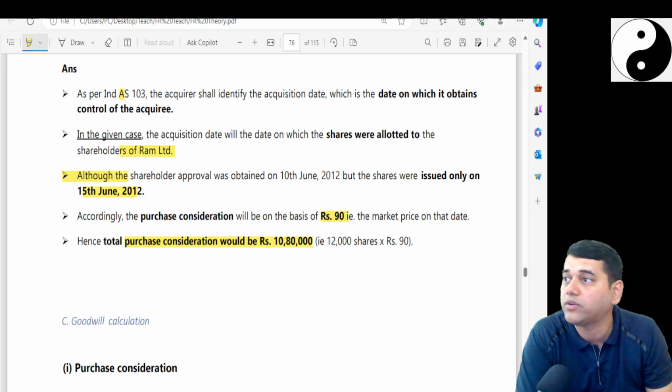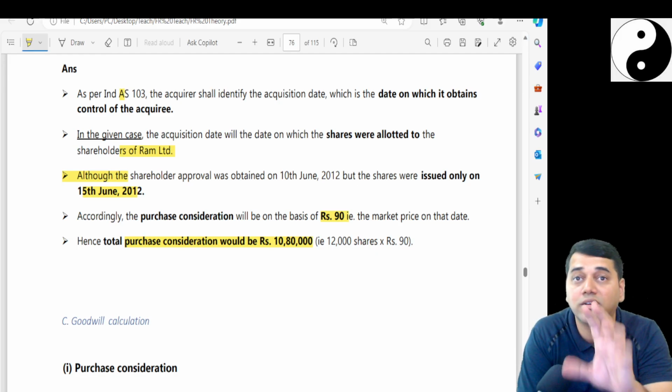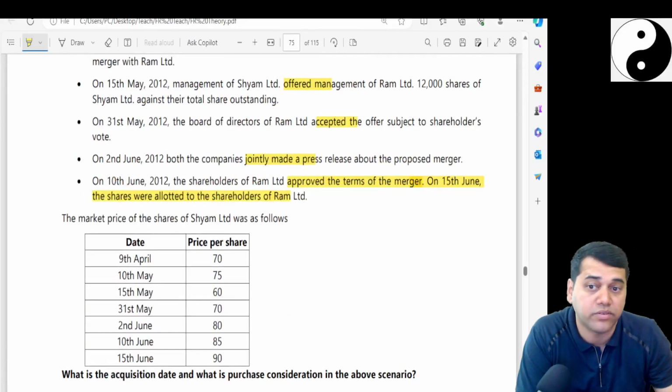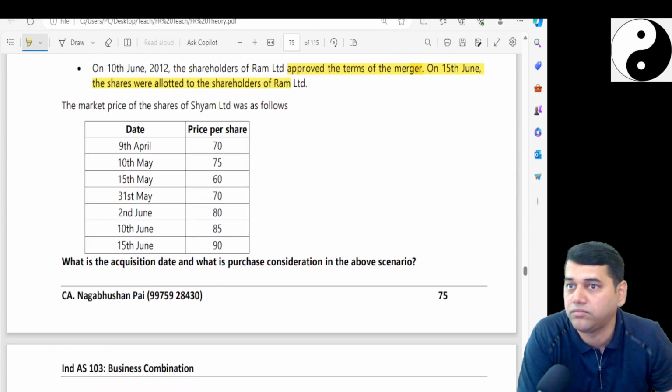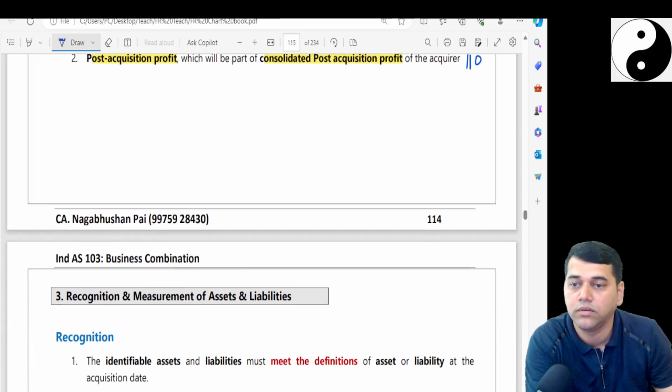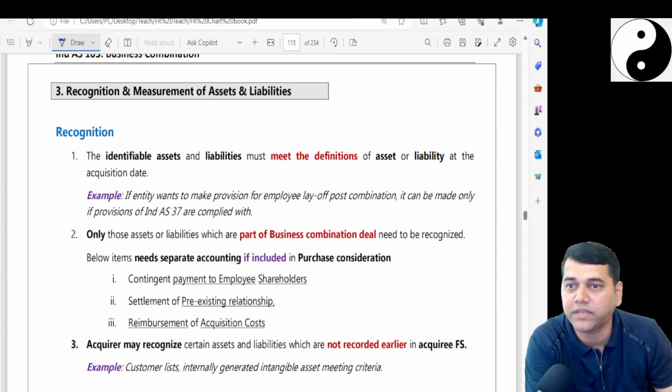So they may ask you to calculate the purchase consideration. It is a highly probable question, because it is sitting in your example with numbers. They have not asked it till now. Yes, the next aspect is the recognition and measurement of assets and liabilities.